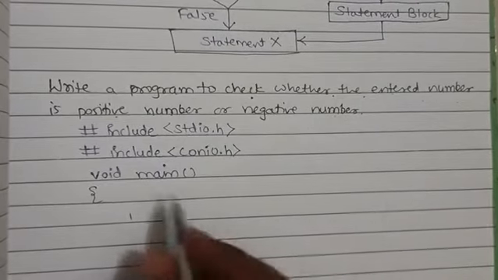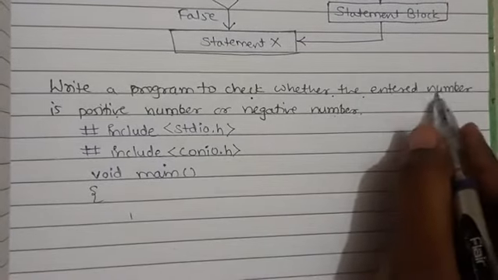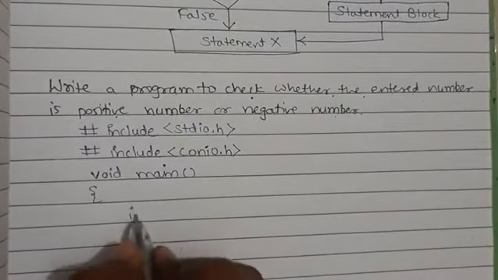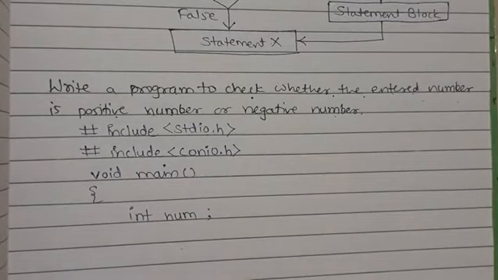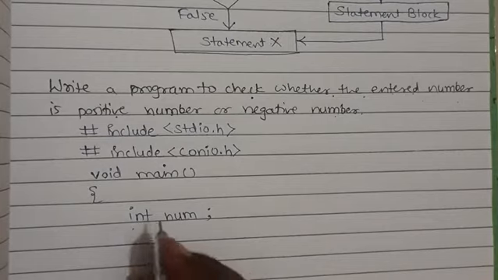So we will declare only one variable, which is used to store the value we take from the user. We declare the variable num: int num, with a semicolon. So num is a variable of integer data type. Now we have to take the value from the user.